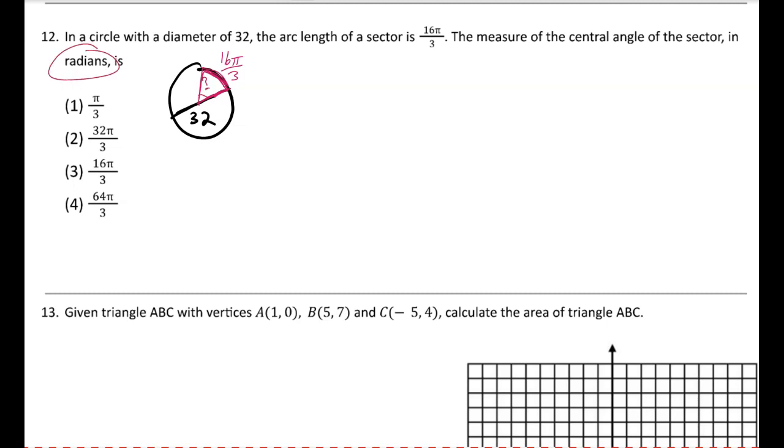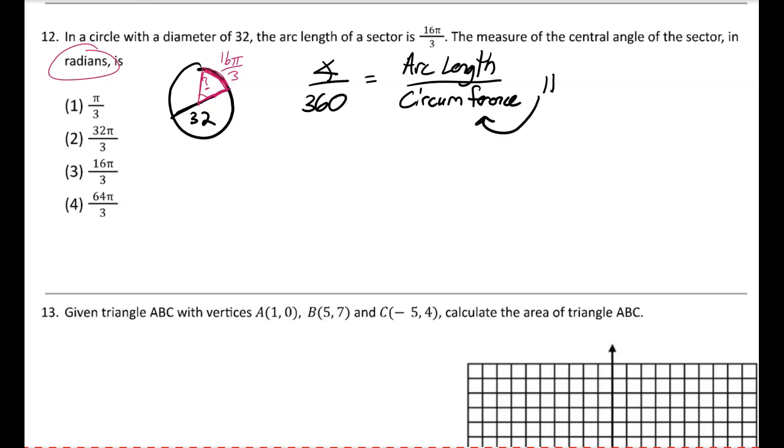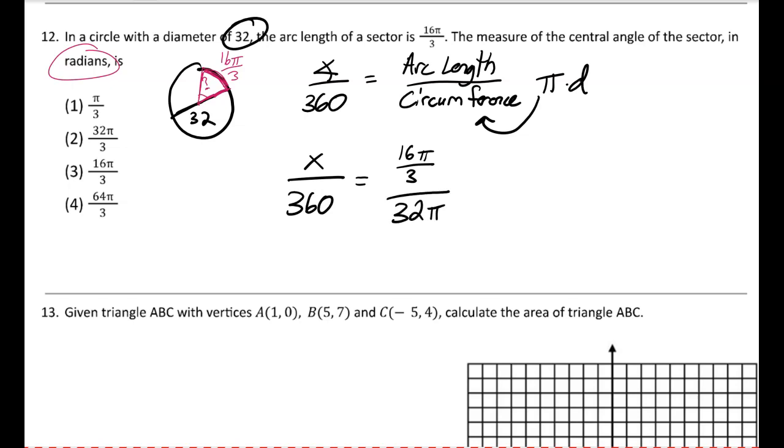So even though they say it's in radians, the easiest way to do this would be to just find the measure in degrees and then at the very end convert. So remember, the proportion is the central angle over 360 degrees equals whatever the arc length is divided by the full circumference of the circle. And remember, the formula for circumference is just pi times the diameter, which they give us. So we're looking for the central angle over a full rotation of a circle equals what they tell me the arc length to be, 16 pi over 3, divided by the diameter times pi.